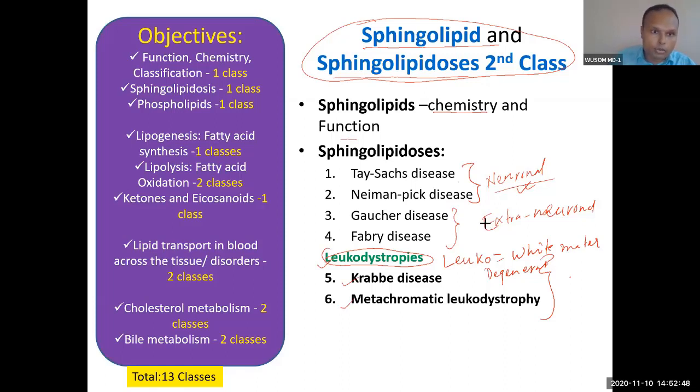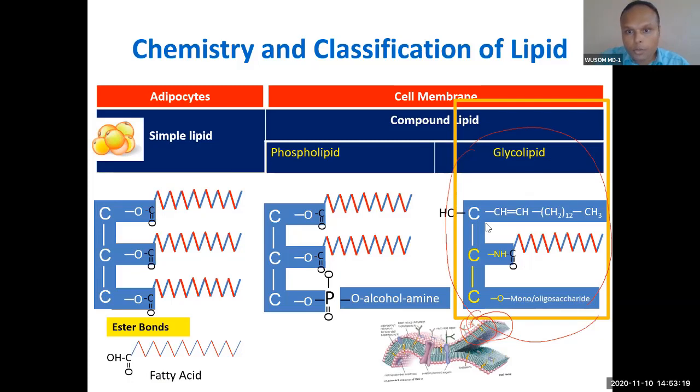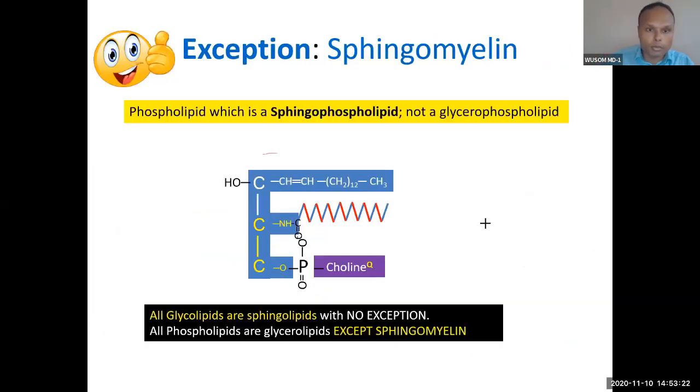Among these 13 classes, you can see sphingolipidosis. So you can see 3 types of lipid. Today we are going to talk about this glycolipid. Glycolipid is present in the outer part of the membrane. You can see glycan. So glycolipid is always present in the outer leaflet of the membrane. These are all glycolipids. There is one sphingolipid which is a phospholipid, so we will also be talking about this.